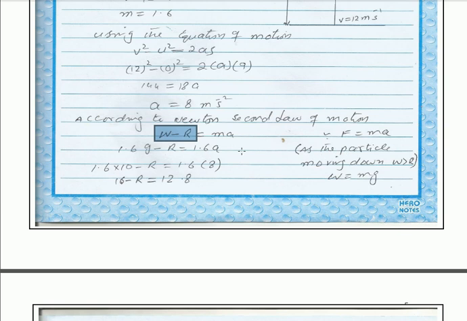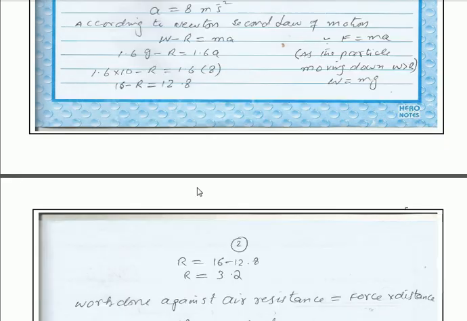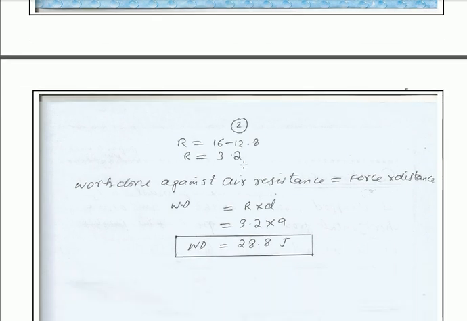By putting the values, we know that W equal to mg, the value of m is 1.6, and a, as we have calculated in the above step, is equal to 8. After simplification, we get 16 minus R equal to 12.8. After simplification, R is equal to 3.2.